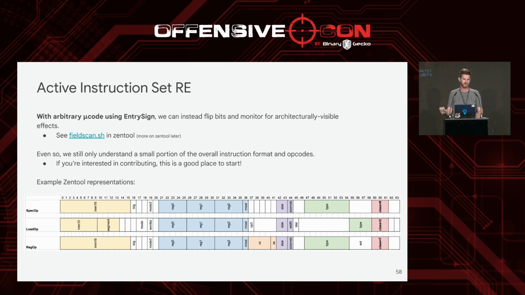There's a tool in Zentool if you want to look at this. Zentool, by the way, is the code that we published on GitHub, so feel free to look at that. And here are some examples. Basically, there's a top-level class code that then changes how the rest of the instruction is formatted, and these are 3 examples of what that looks like.